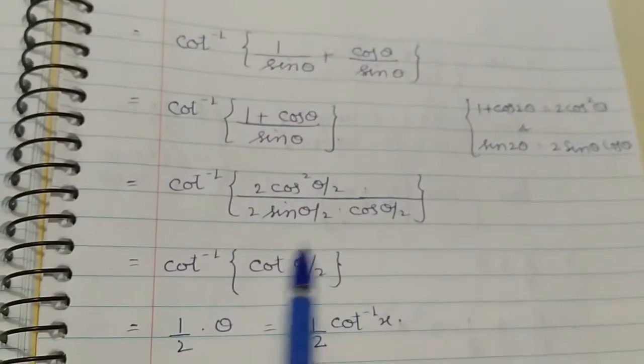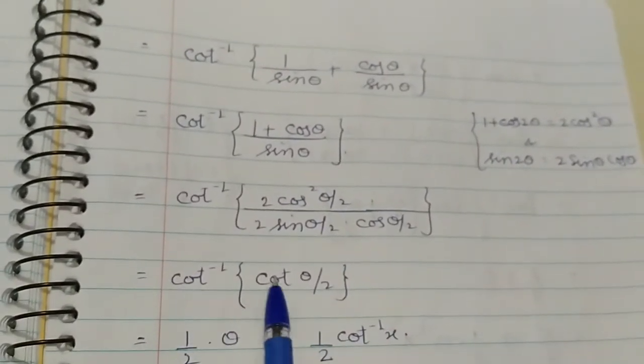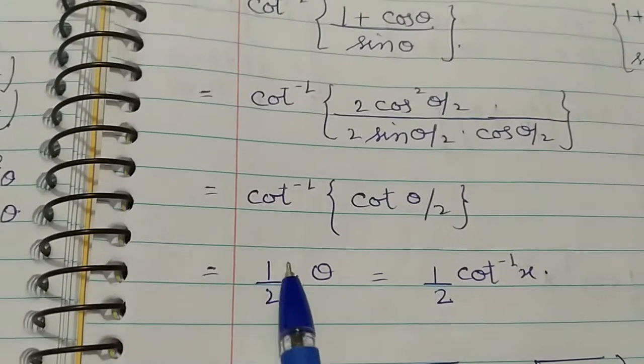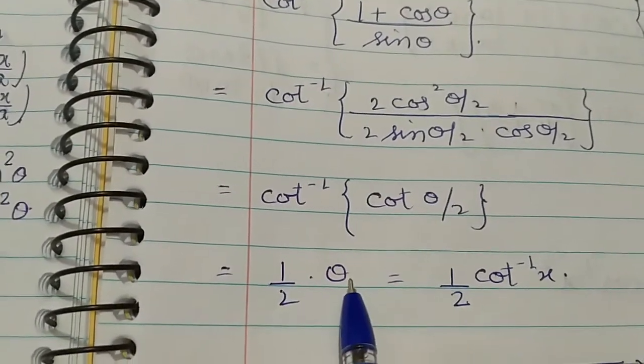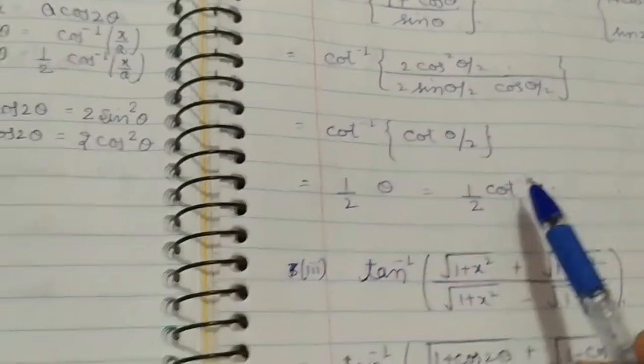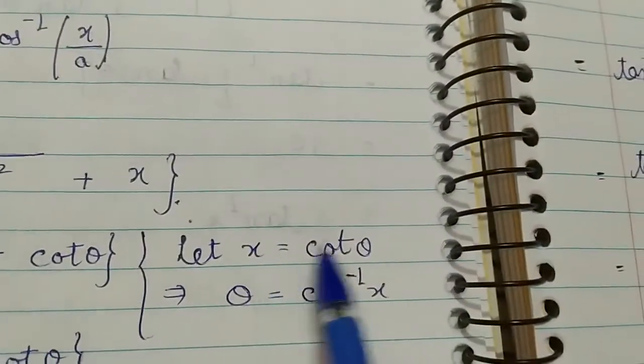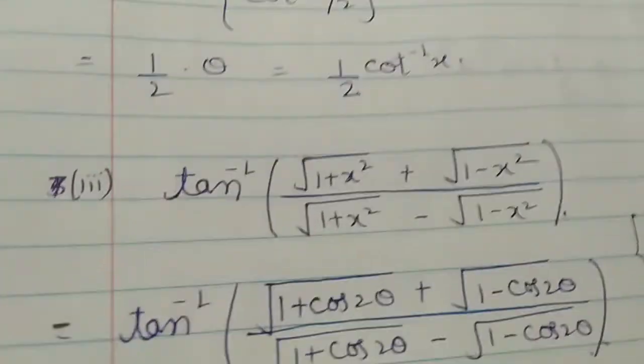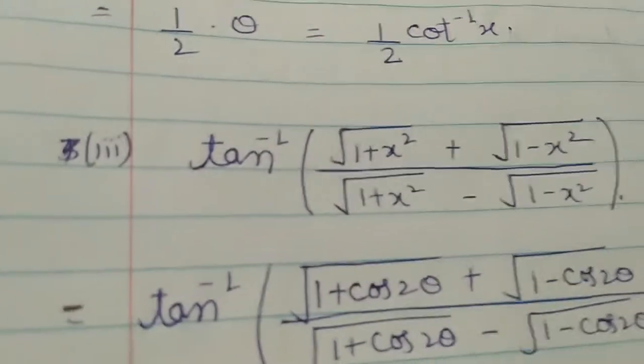Then again, using the property of inverse functions, cot inverse of cot theta by 2 is equal to half of theta, and the value of theta is cot inverse x using this substitution. Now move to the third part.